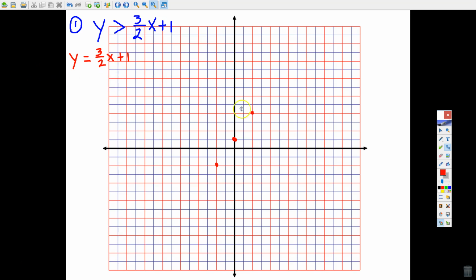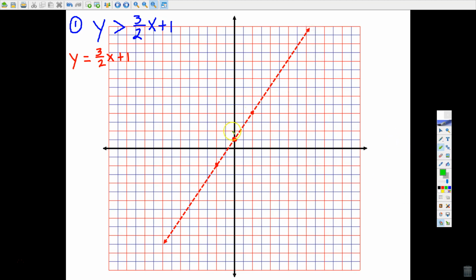And I notice I'm ready to draw this boundary line, but I notice that this reads greater than, not greater than or equal to. So for that reason, I am going to do a dotted line for this boundary line. Okay, let me get a running start here. So I'm drawing through these 3 points. This is called my boundary line.